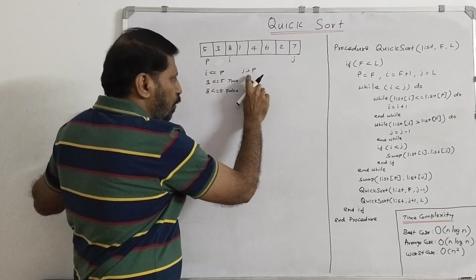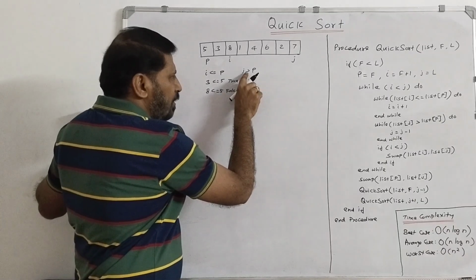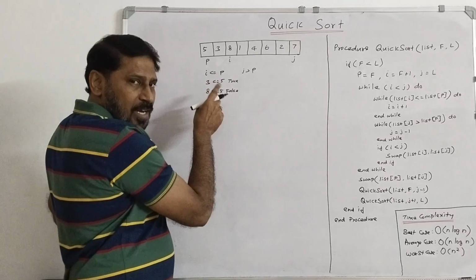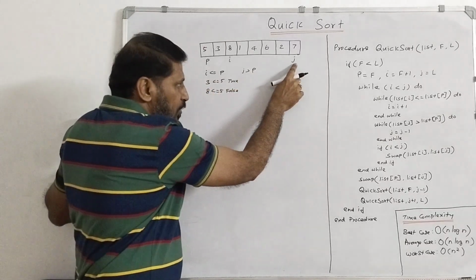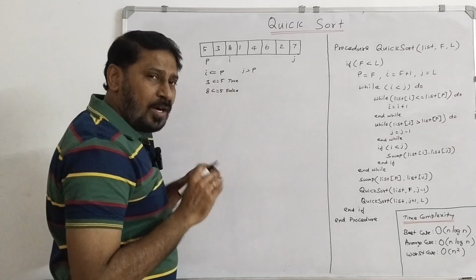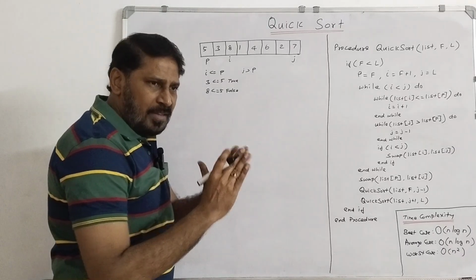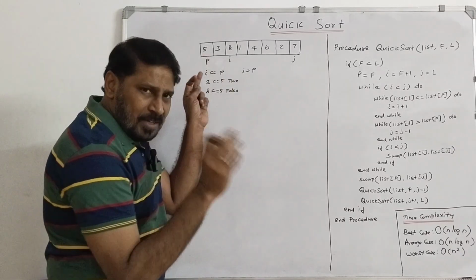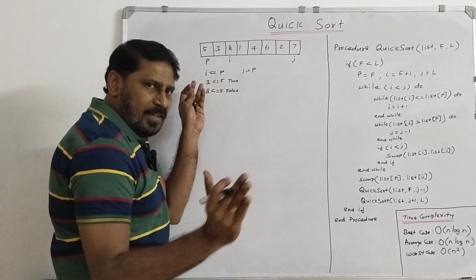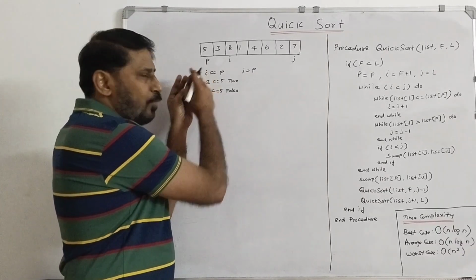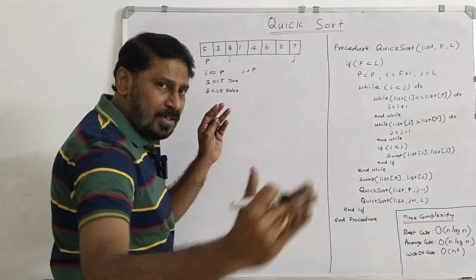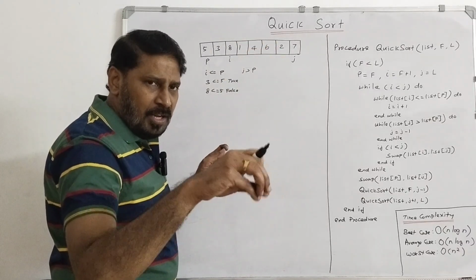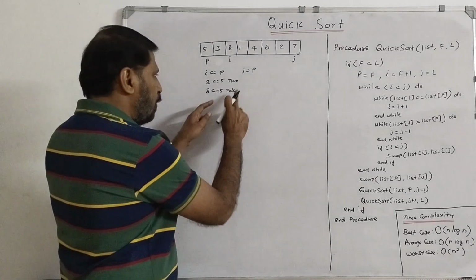When I go to j, I am checking whether j is greater than the pivot element or not. Here we are checking i is less than pivot, and here I am checking j is greater than pivot. I am dividing the array elements according to the pivot element. Lesser numbers we push to the left hand side and greater numbers to the right hand side, and I place the pivot element in the appropriate place. This is what we are going to do.